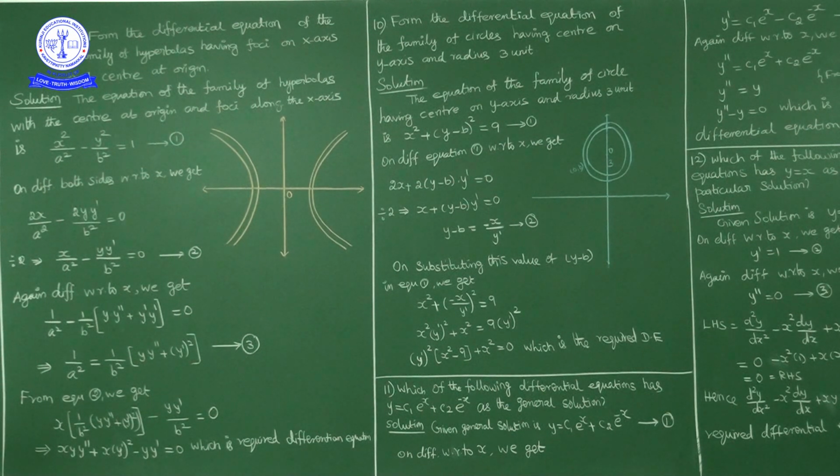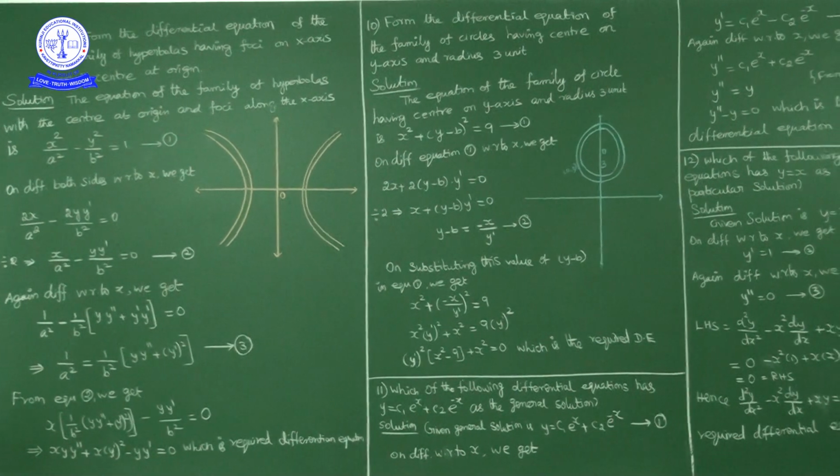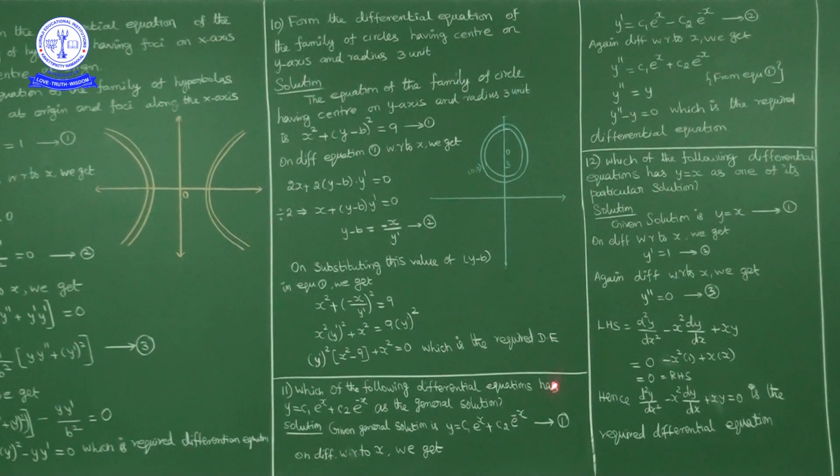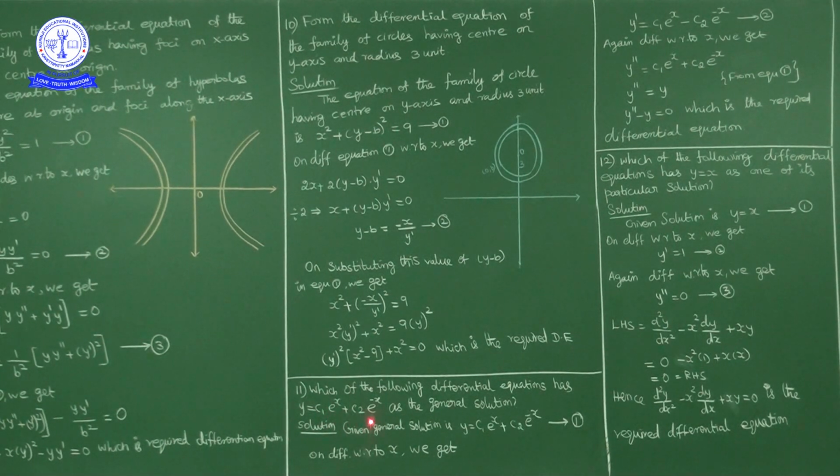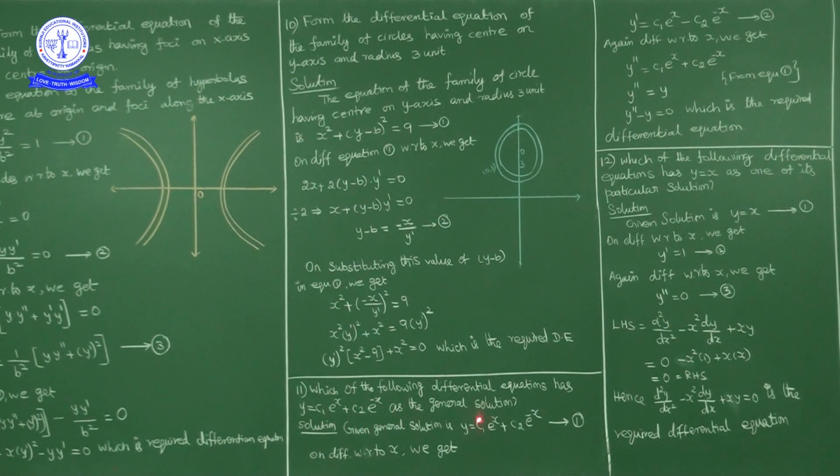Okay. The 11th and 12th questions are both MCQs, but I am solving them here without the choices. Which of the following differential equations has y is equal to c1 e power x plus c2 e power minus x as the general solution? Here we have two arbitrary constants c1 and c2, so we have to differentiate twice.